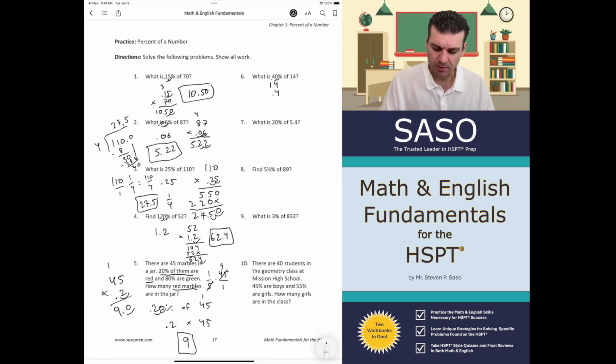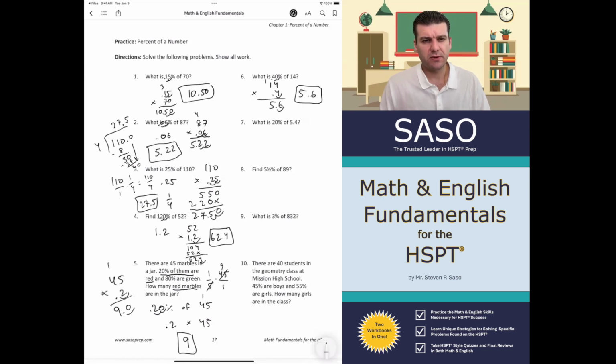Now here again, I'm going to put 14 on top, times 0.4. 4 times 4 is 16, carry the 1. 4 times 1 is 4, plus 1 is 5. 1 decimal place, so 5.6. So you want things just to be automatic. And that's what the repetition is for, doing these problems until you really have it down, right?